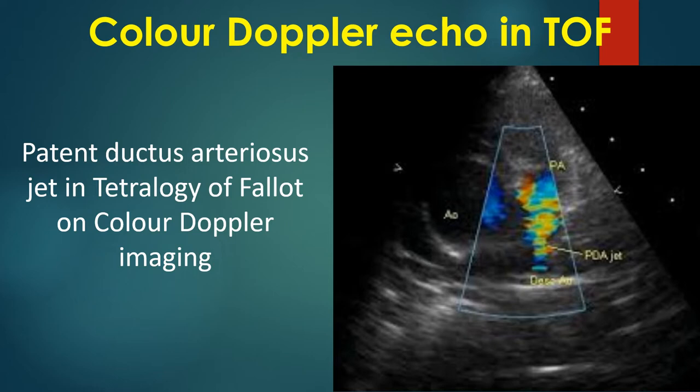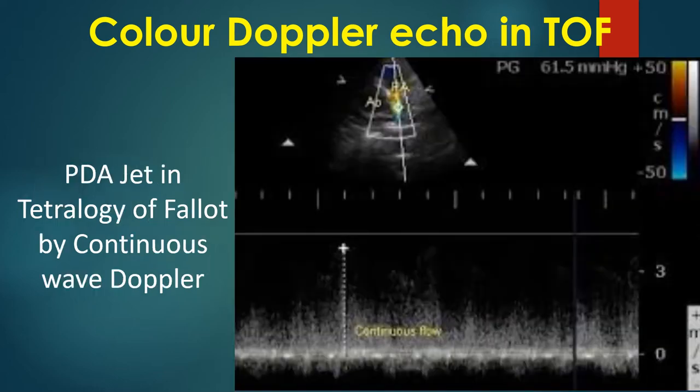The image is in the parasternal short axis view. Continuous wave Doppler interrogation of the jet guided by color flow mapping picks up the continuous flow with a peak gradient of 61.5 mm of mercury. The gradient is calculated from the velocity measured by the device using the formula P equals 4V squared.